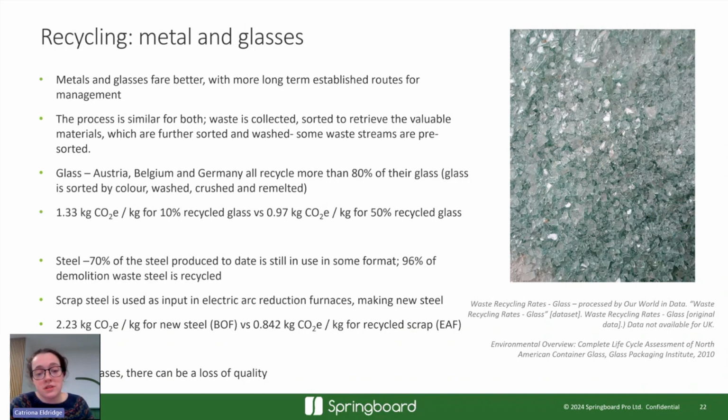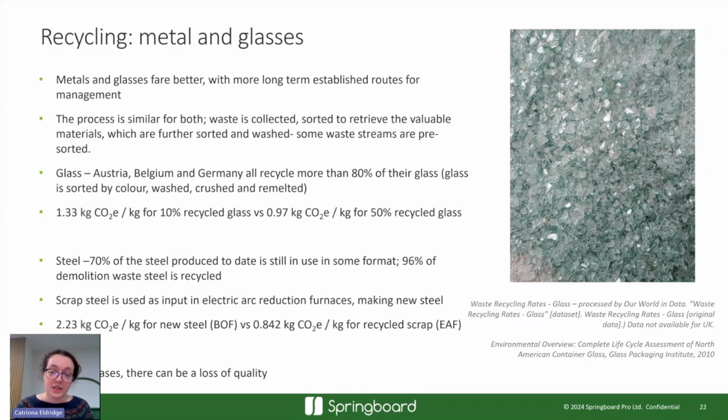Steel is mostly recycled by being used as input into electric arc reduction furnaces. So electric arc reduction is sort of the modern version of steel making. Historically, we've relied very heavily on blast oxygen furnaces, and the majority of the world still does. These use coke or coal and directly produce a lot of CO2.